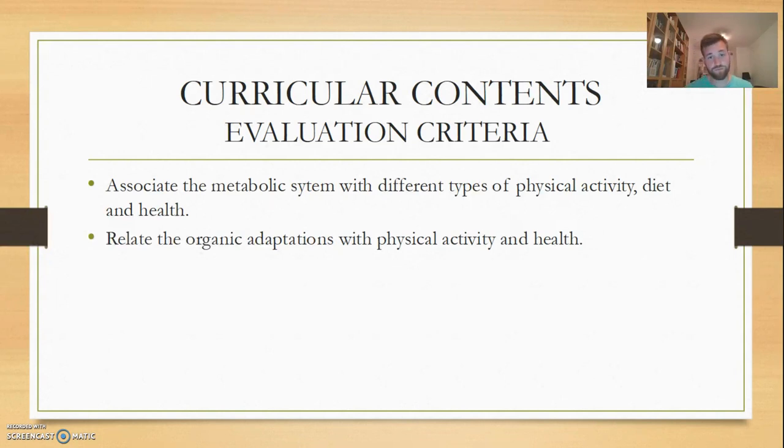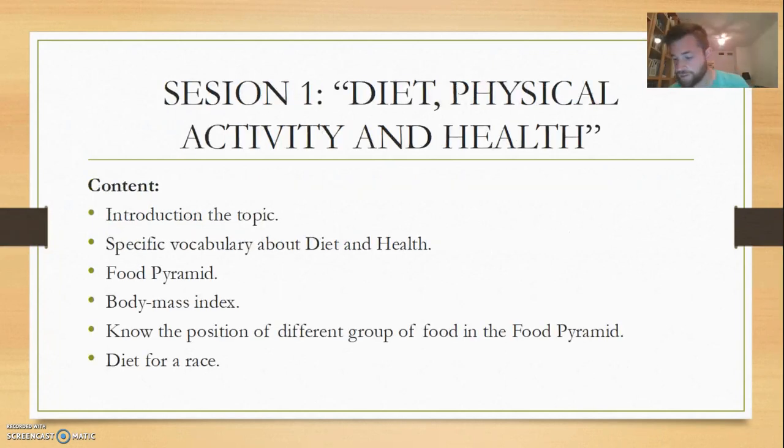Evaluation criteria, which appear in the law as well, are: associate the metabolic system with different types of physical activity, diet and health, and relate the organic adaptations with physical activity and health. The title of the unit is Diet, Physical Activity and Health. So these concepts are very important to know what I plan to teach in the unit.